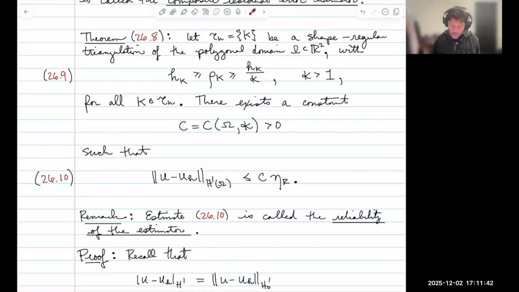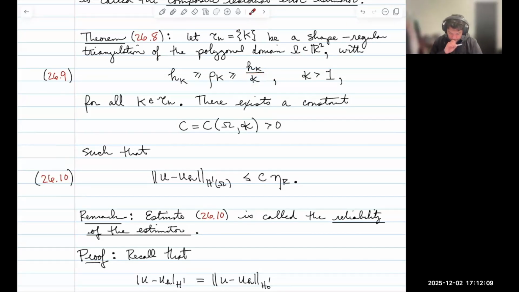All right, so as I said, our goal is to state and prove this theorem 26.8. And we'll see how far we get. Again, we're going to assume that we have a shape regular triangulation of a polygonal domain. We're not working on any kind of exotic domains here. We're going to assume that we have a shape regular mesh with a shape regularity parameter called kappa.